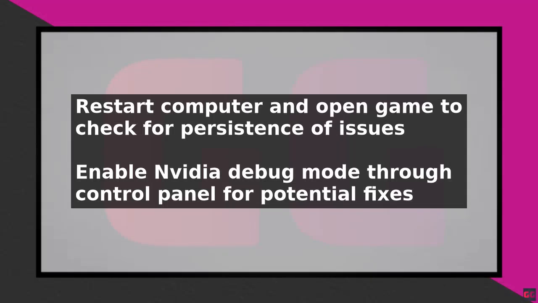To fix issues with Dragon Age, such as stuttering and low FPS on PC or laptop, start by restarting your computer and opening the game to see if the problem persists. If it does, try enabling NVIDIA's debug mode by right-clicking on an empty space on your desktop, selecting Show More Options, and then clicking on NVIDIA Control Panel.